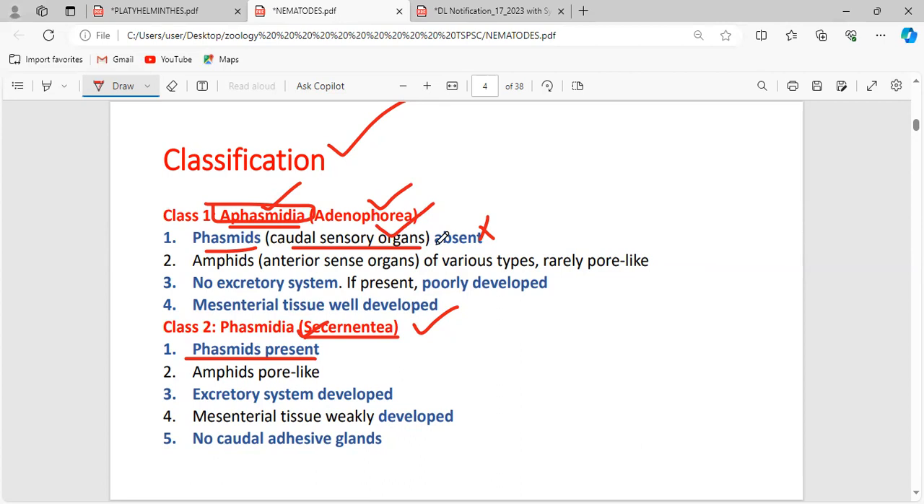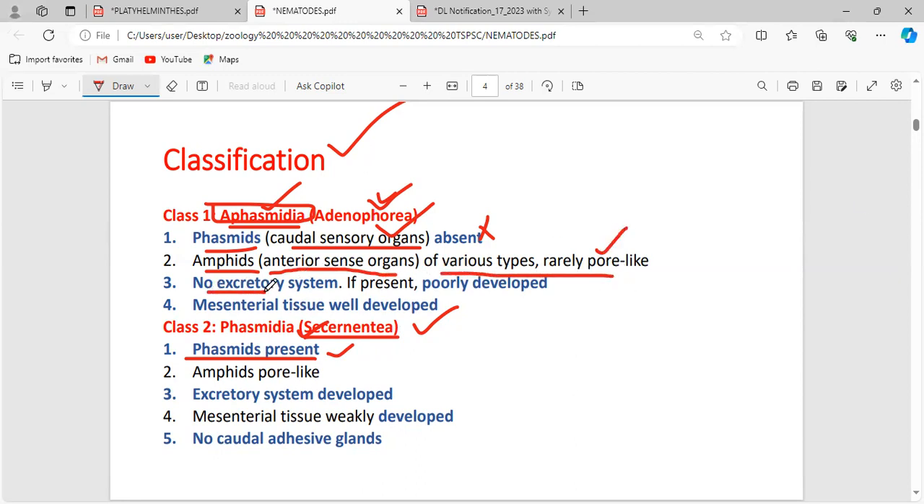If that phasmid is absent, then it is placed into the class Aphasmidae. If the caudal sensory organs are present, then it comes under the class Phasmidae. Just remember the other name also: Amphids. Opposite to the phasmids, it has anterior sense organs of various types and rarely pore-like.